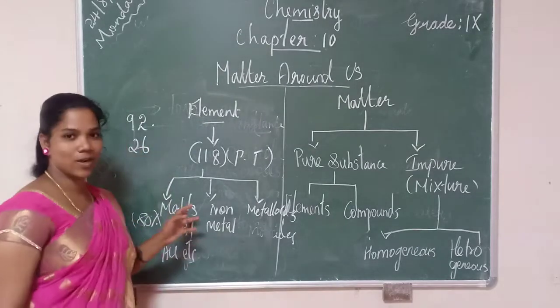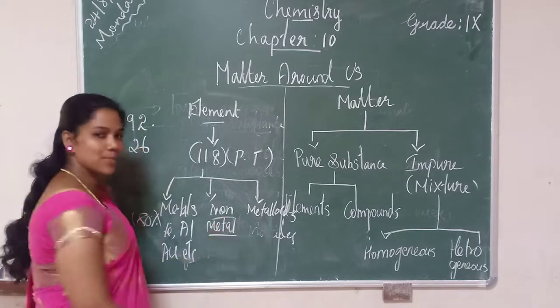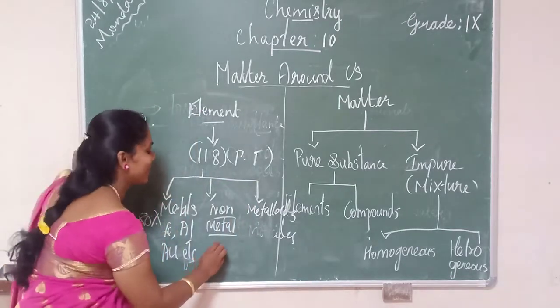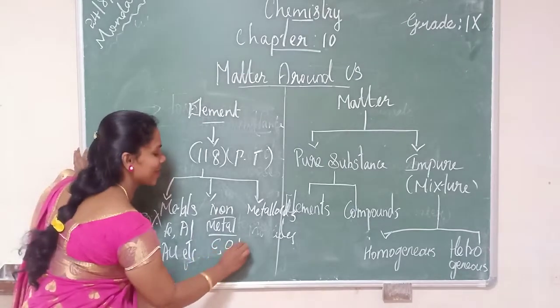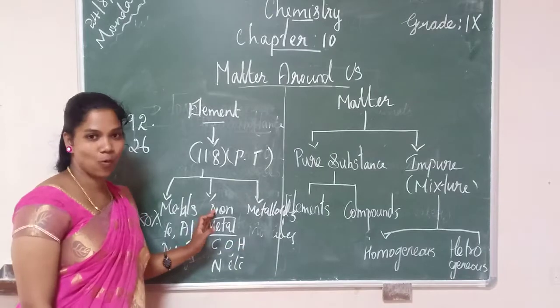These all are called as what? Metals, and they have their own properties. Non-metals, say some non-metals. You know so much of non-metals, isn't it? Carbon, oxygen, hydrogen, nitrogen, etc. Okay, and they have their own properties.